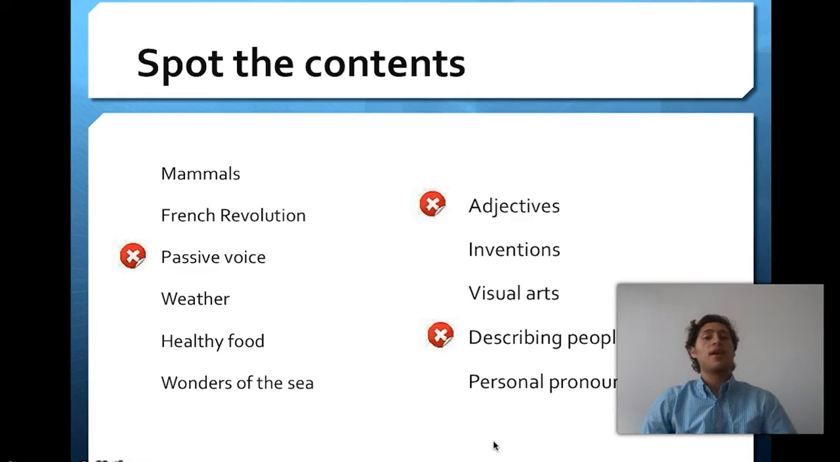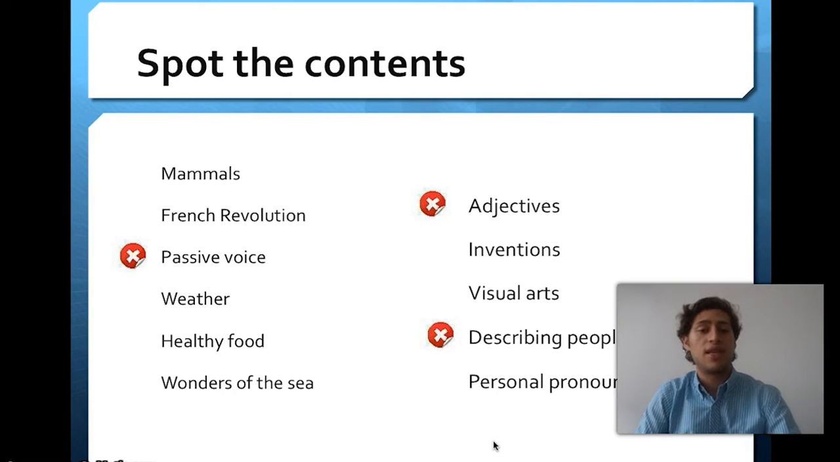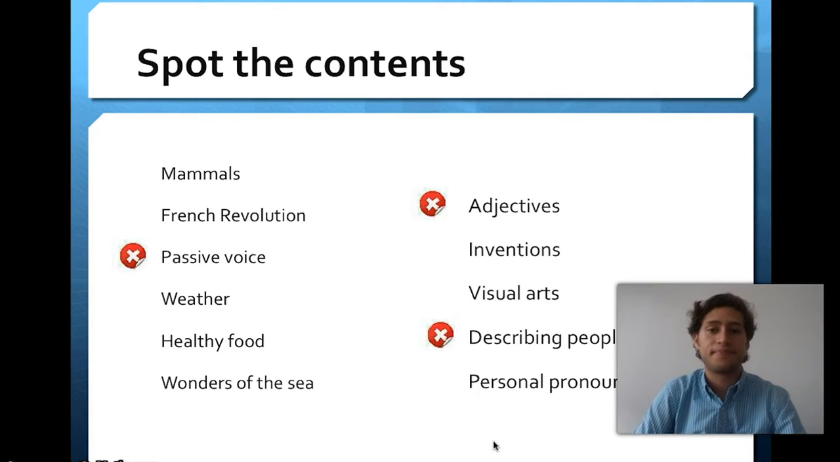In this sense, now we have a nice range of contents such as mammals, French Revolution, weather, healthy food, wonders of the sea, inventions, and visual arts. These are all contents.